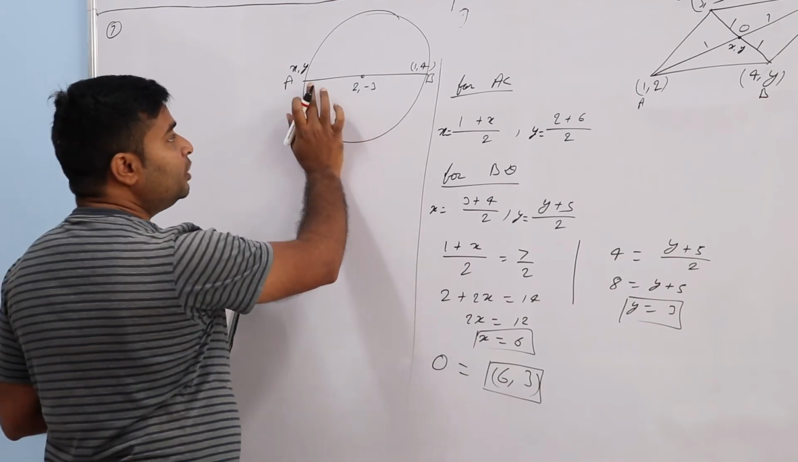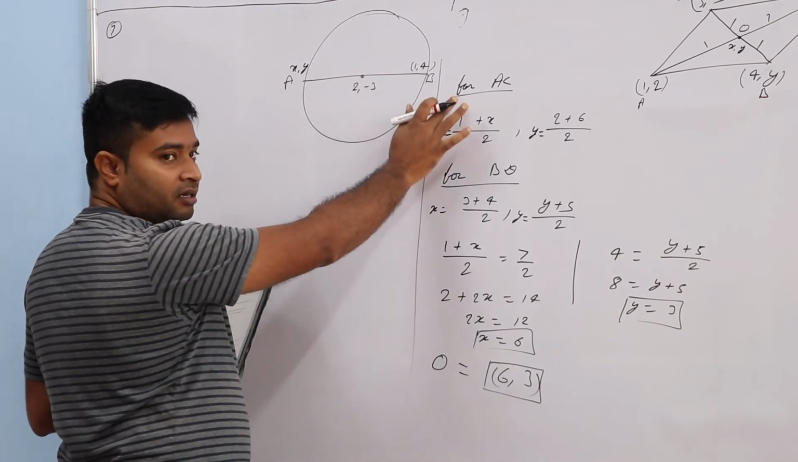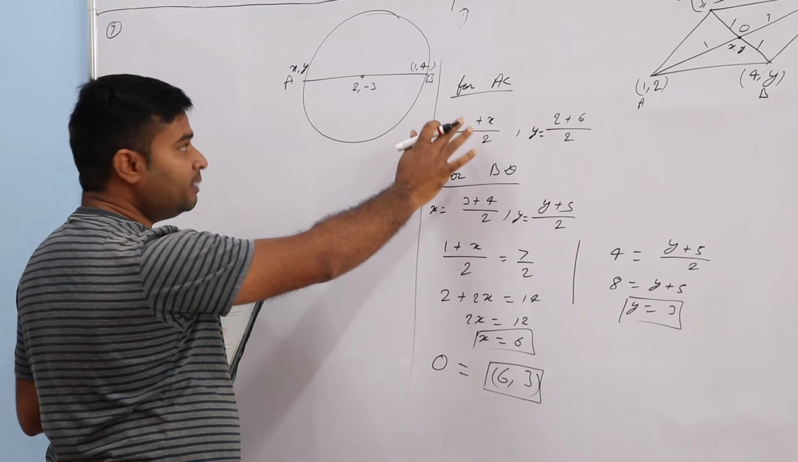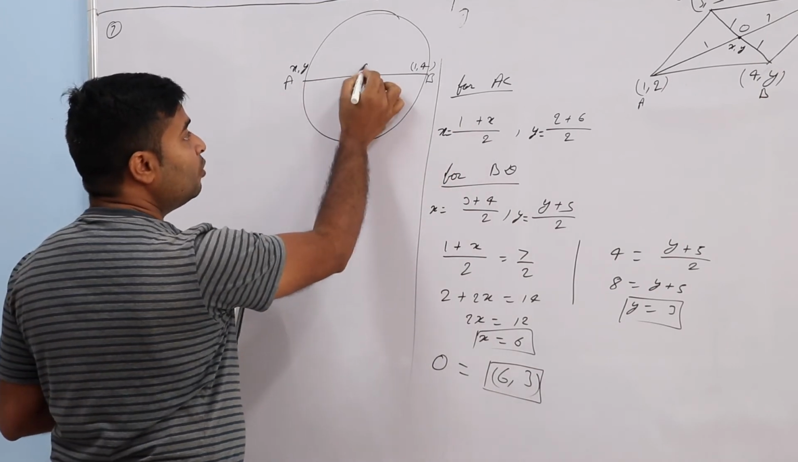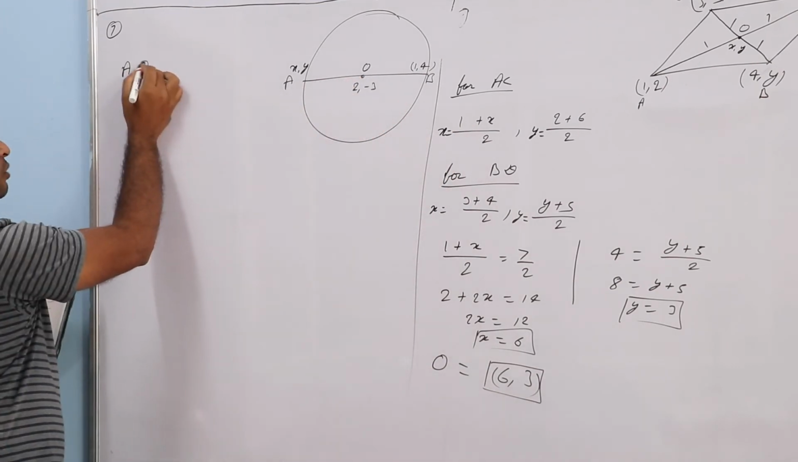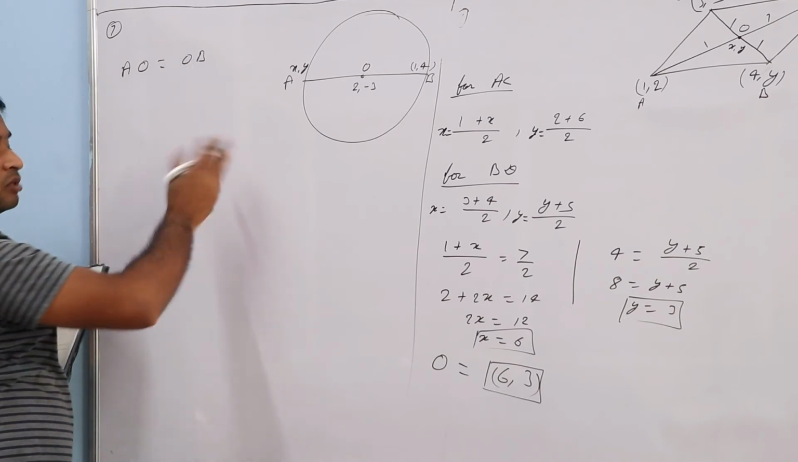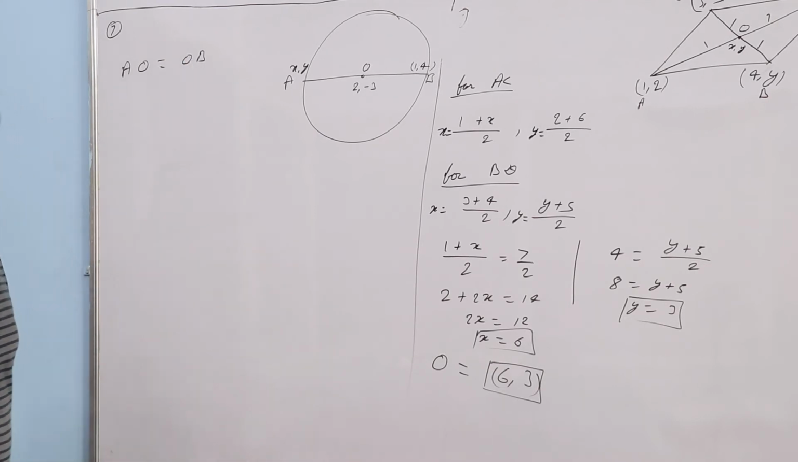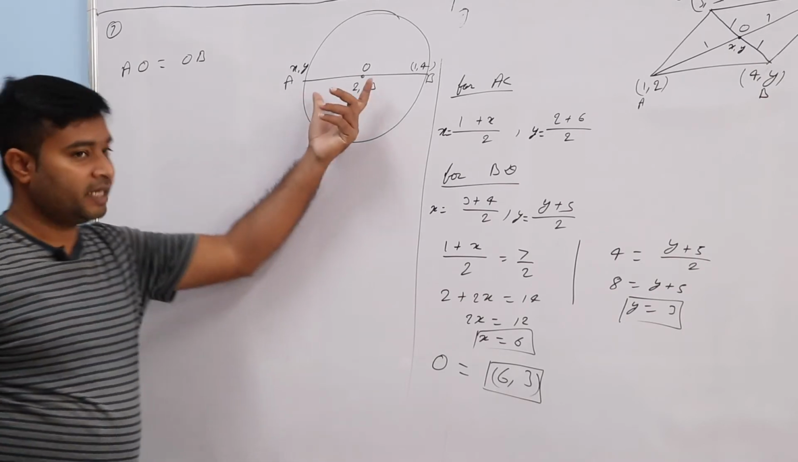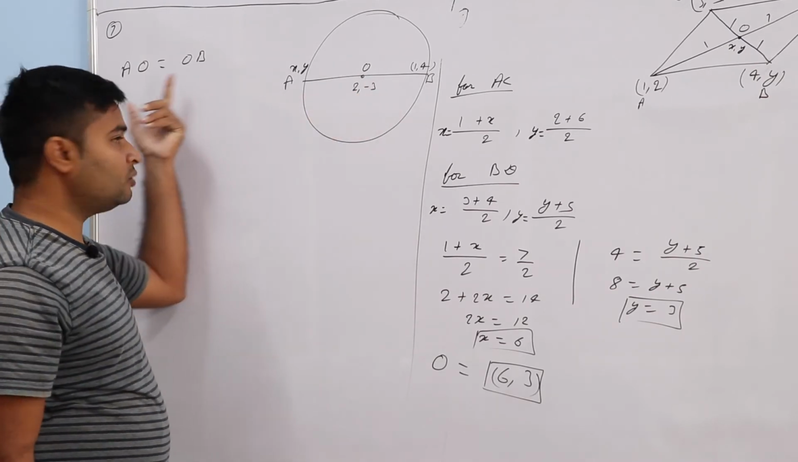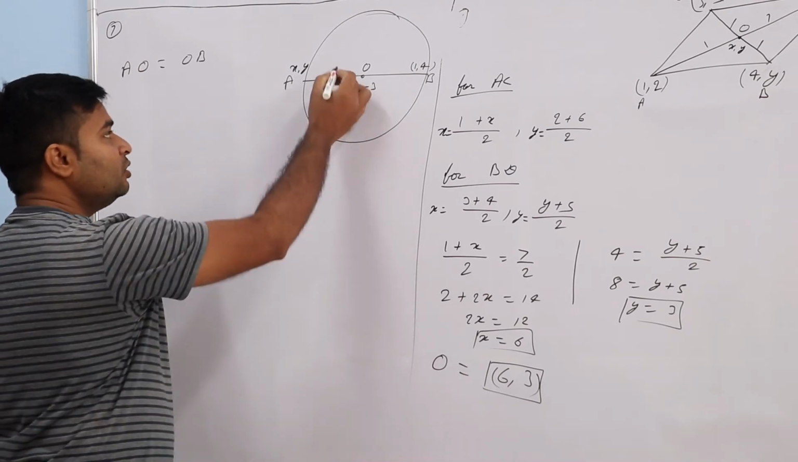We know if it is a diameter, then AO is equal to OB because both are radii, and radii are equal. So I wrote AO is equal to OB, which means this is divided in the 1:1 ratio.